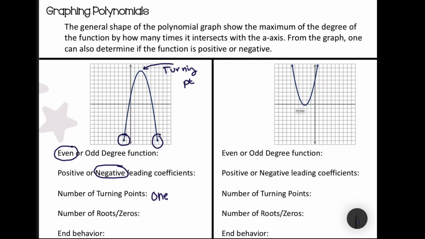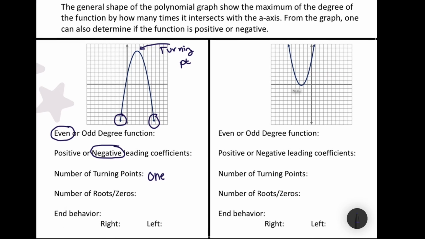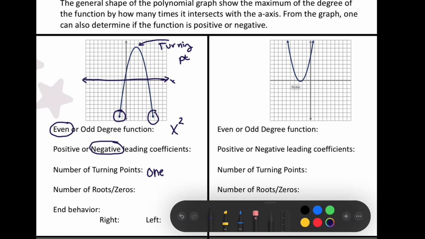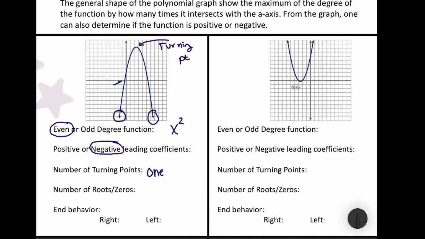The number of turning points is one less than the degree of the polynomial. So we know that this is a quadratic. The highest exponent is going to be 2. Roots and zeros come from when the graph intersects with the x-axis. Remember, your x-axis is your horizontal axis. The horizontal axis intersects twice with our graph. It intersects once here and it intersects once here. So we have 2 roots.